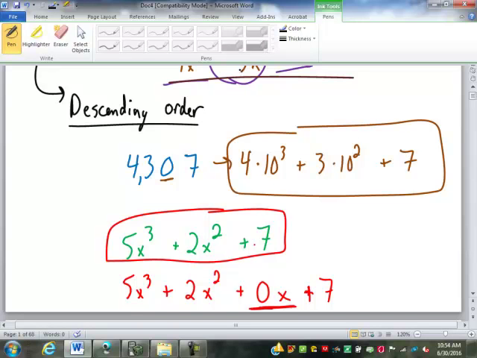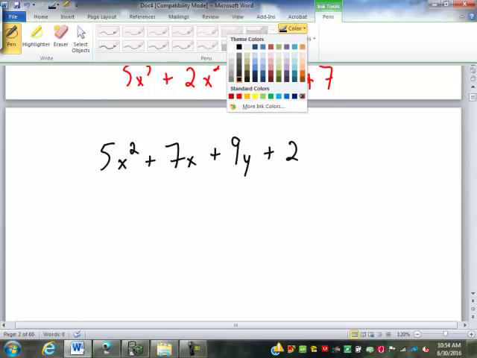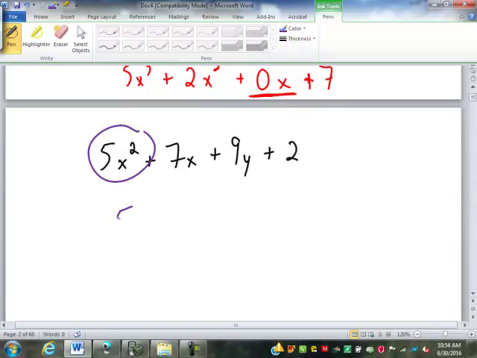So now our descending order gets to be a little more confusing if we throw a second variable in there. So like here, it's pretty obvious the 5x squared should go first. But what would go next? The 7x or the 9y? You got it. We will put the 7x first because we've started using the x already for our descending order.